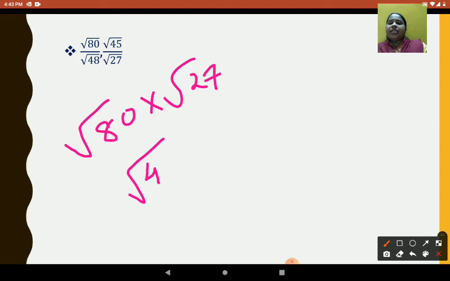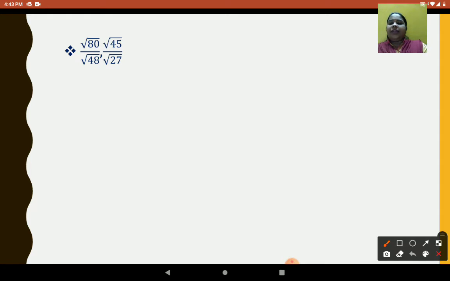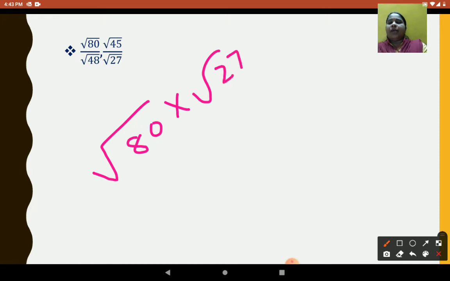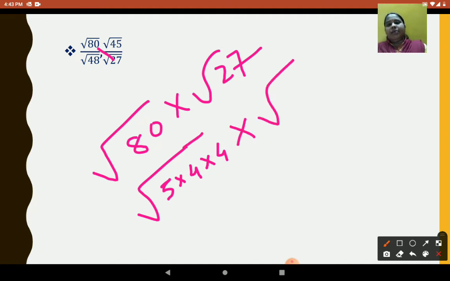Your choice. I am writing the factors of this, 80, and this, 27. I am cross multiplying it. Now see, 80 can be written as 40 into 2 or 20 into 4, any way which you can understand. I am going to write it as 5 into 4, that is 20, 20 into 4. Same way 27 can be written as 9 into 3, right?